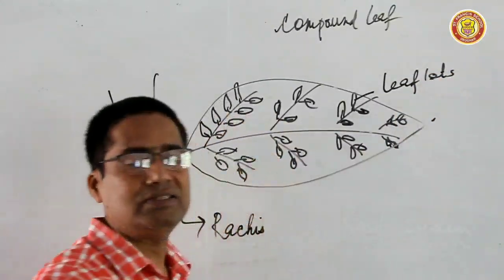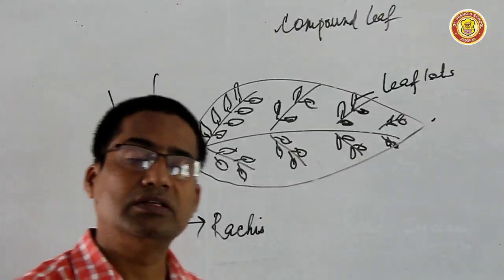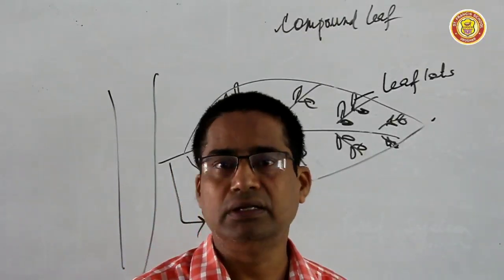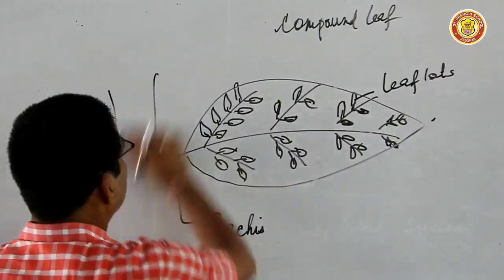These are the small leaves and the leaflets. So, this type of leaf is called a compound leaf. Examples I gave you are neem or tamarind, and even gulmohar. These are the examples of compound leaf.